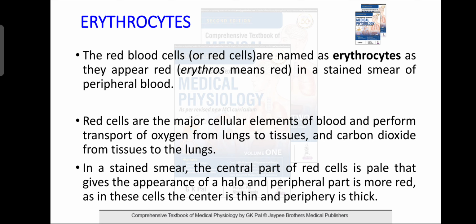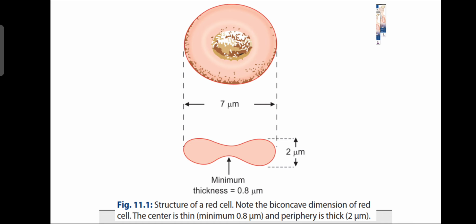In the stain smear, the central part of the RBC is pale, so it gives the appearance of a halo, and the peripheral part is more red. So in this cell, the center is thin and the periphery is thick. This is the figure of the RBC. You can see the biconcave shape of the RBC. The center is thin, that is 0.8 micron, and the periphery is thick, 2 micron.